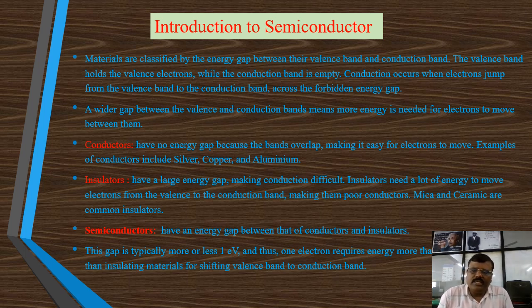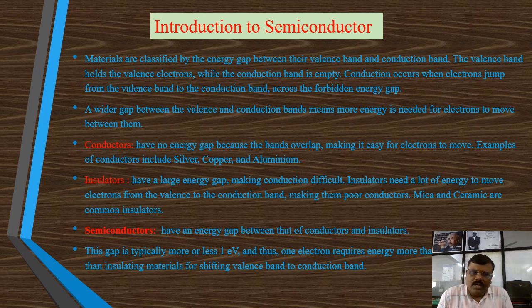Students, we know the materials are classified on the basis of the energy gap between the valence band and the conduction band. The valence band holds the valence electrons while the conduction band is empty. Conduction occurs when the electron jumps from the valence band to the conduction band across the forbidden energy gap. The wider the gap between the valence and conduction band, the more energy is needed to transfer the electrons from the valence band to the conduction band.